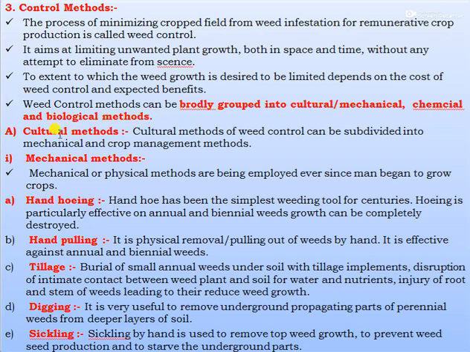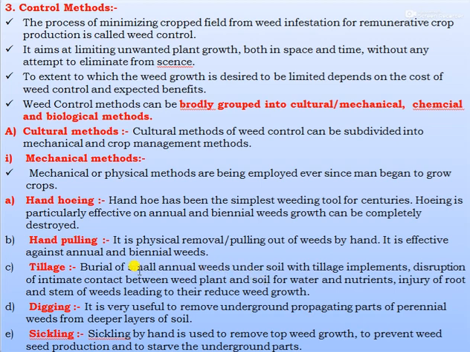First, the cultural methods. Cultural methods of weed control can be divided into mechanical and crop management methods. First is the mechanical method. Mechanical or physical methods have been employed ever since man began to grow crops. The first mechanical method is hand hoeing. The hand hoe has been the simplest weeding tool for centuries. Hoeing is particularly effective for control of annual and biennial weeds, which can be completely destroyed. Second is hand pulling. It is the physical removal or pulling out of weeds by hand. It is effective against annual and biennial weeds.